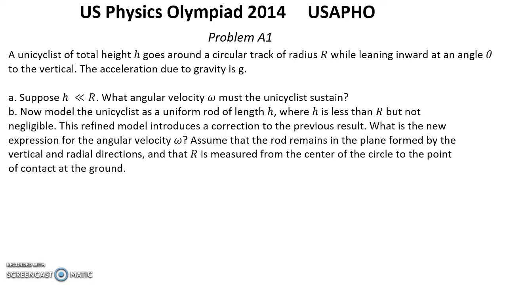Question B. Now model the unicyclist as a uniform rod of length h, where h is less than r, but not negligible. This refined model introduces a correction to the previous result. What is the new expression for the angular velocity omega? Assume that the rod remains in the plane formed by the vertical and the radial directions, and that r is measured from the center of the circle to the point of contact at the ground.